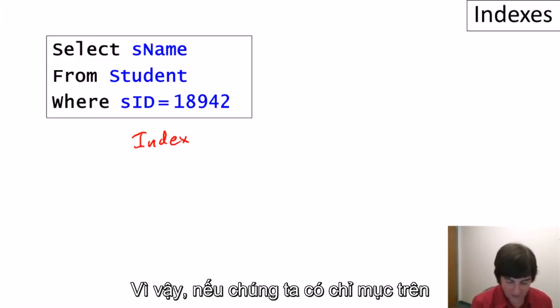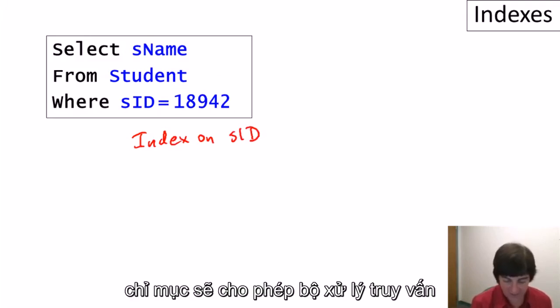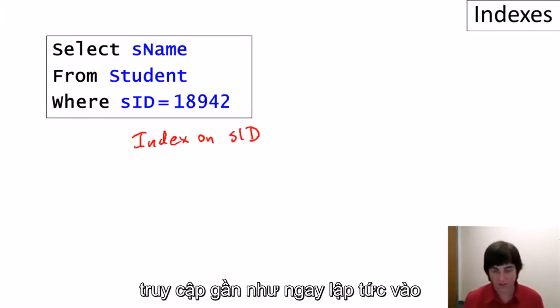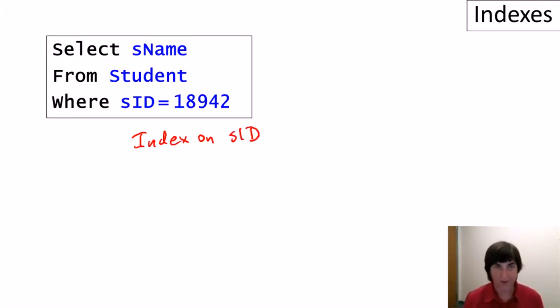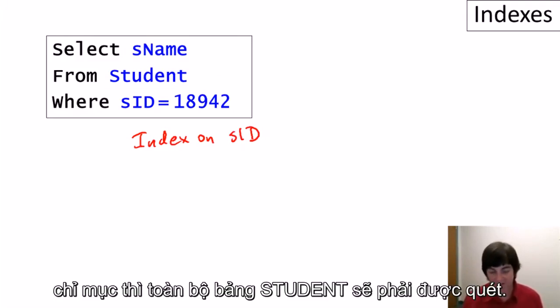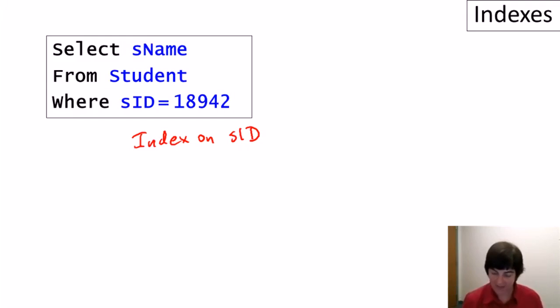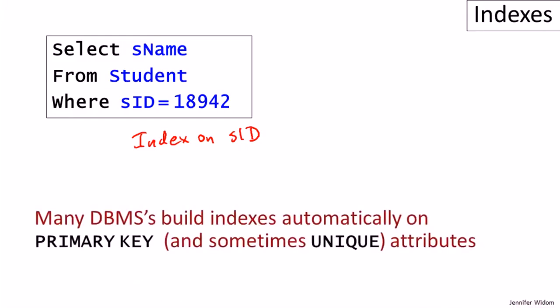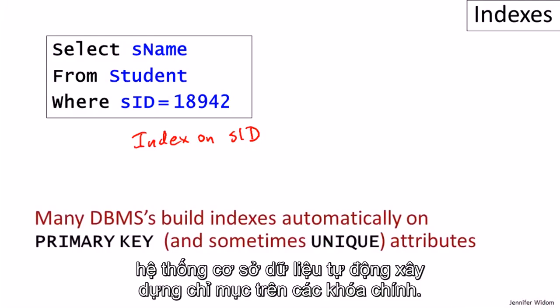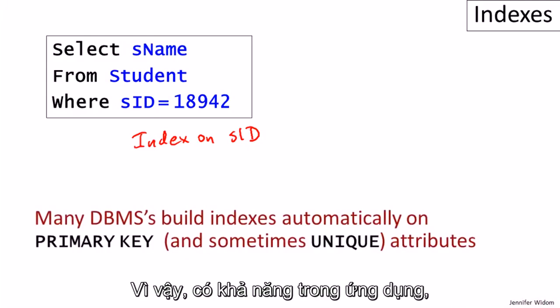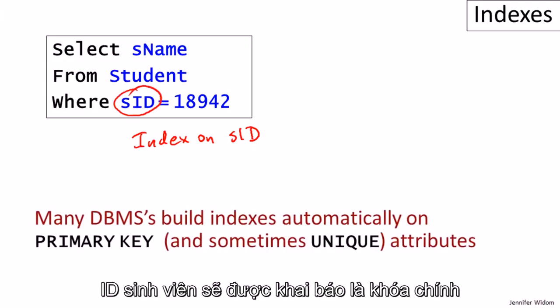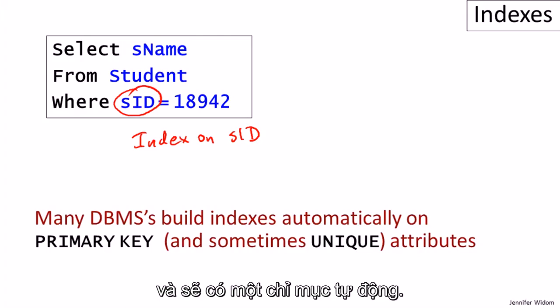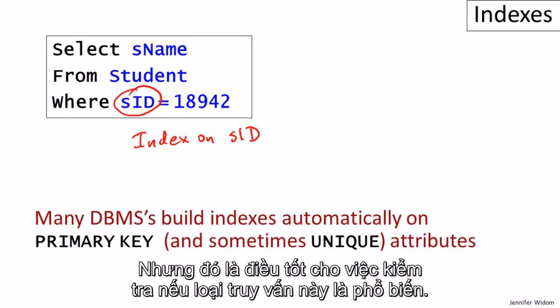So if we have an index on the student ID, then again, the index will allow the query execution engine to go pretty much straight to that tuple, whereas without an index, the entire student table would have to be scanned. Now, let me mention that many database systems do automatically build indexes on primary keys. So it's likely that in an application, the student ID would be declared as a primary key, and there would be an index automatically. But it's a good thing to check if this type of query is common.